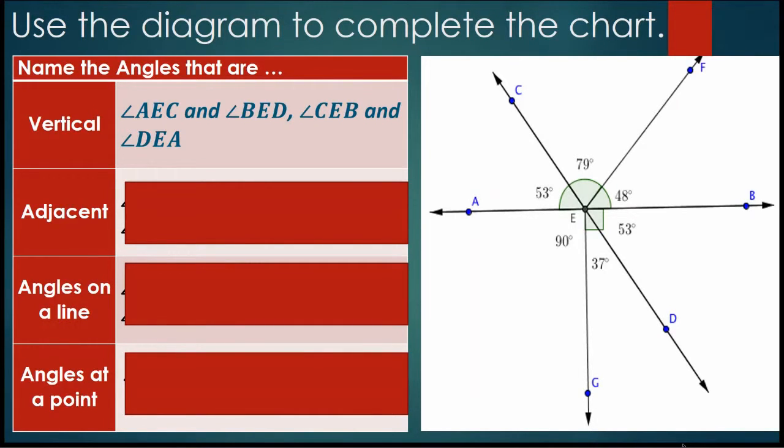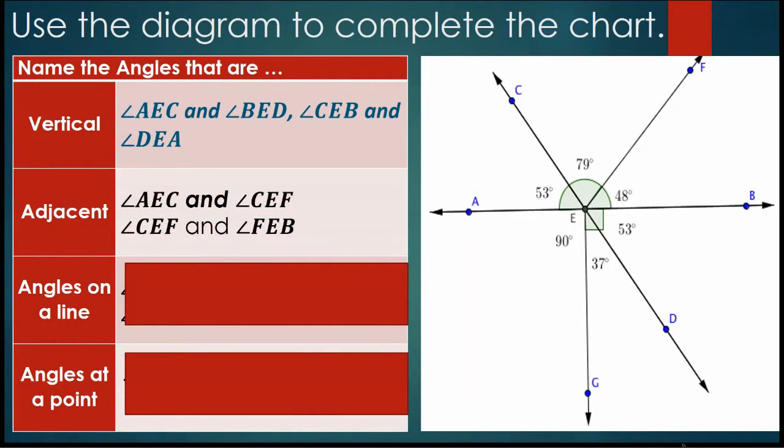Angles on a line, adjacent angles. Adjacent angles would include, and there are multiple answers here, AEC and CEF, AEC and AEG would also work, CEF and FEB. We could do FEB and BED. We could do BED and DEG. There are multiple answers that we could do.